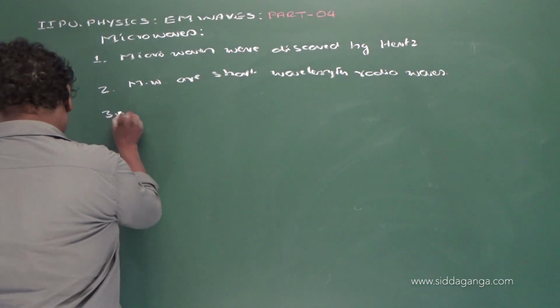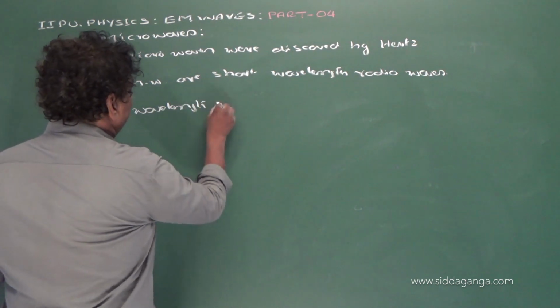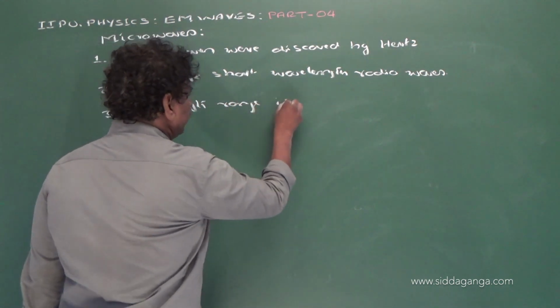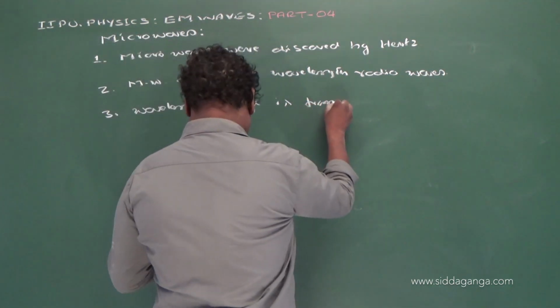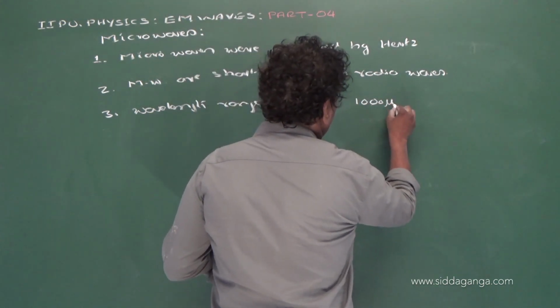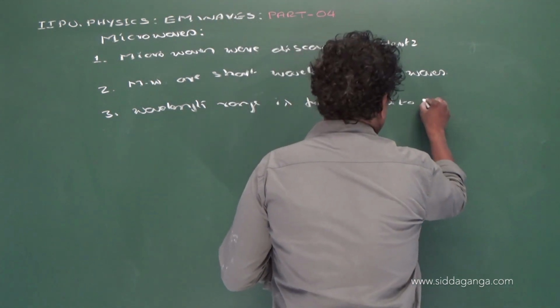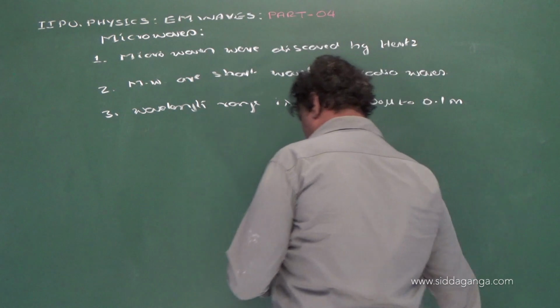Right. Now the third one, that we know the wavelength range is from 1000 micron to 0.1 meter.